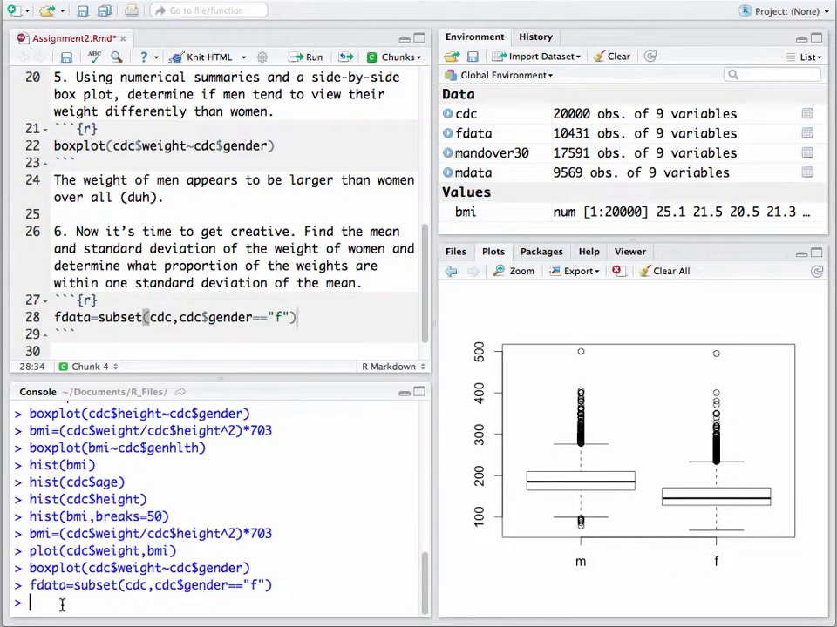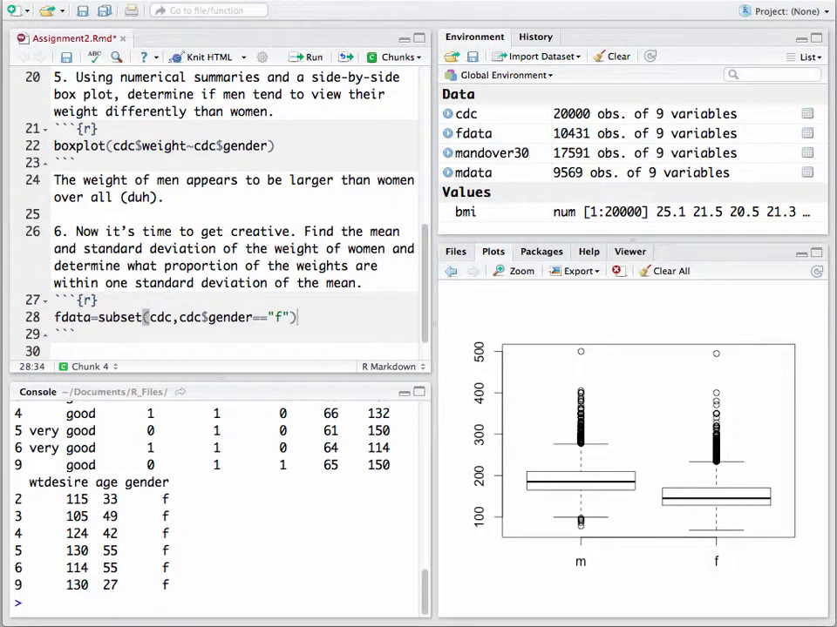I'm going to come back down to the console for a minute so I can take a look at this, and let's type in head F data. Just like a while ago we had the men data, now we got the female data, okay? And just like with the men data, we notice that now all the genders are female. In other words, we parse it out so that in this data set we have all 9 of the variables, but this is only the women being represented in here, okay?